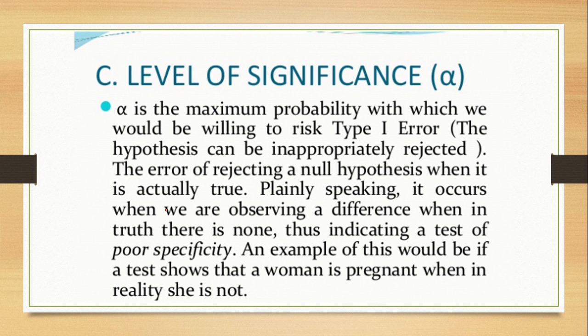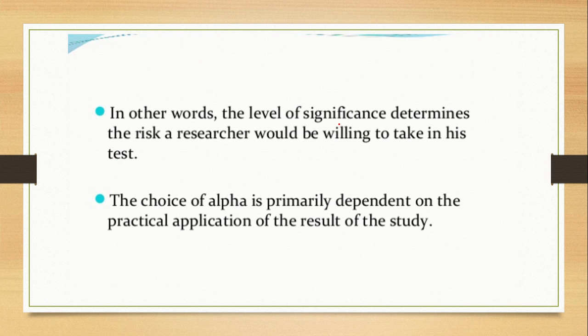Plainly speaking, it occurs when we are observing a difference when in truth there is none, thus indicating a test of poor specificity. An example of this would be if a test shows that a woman is pregnant when in reality she is not. Alright, so we have a detailed explanation of this later on in class for more details of this part. In other words, the level of significance determines the risk a researcher would be willing to take in his test.